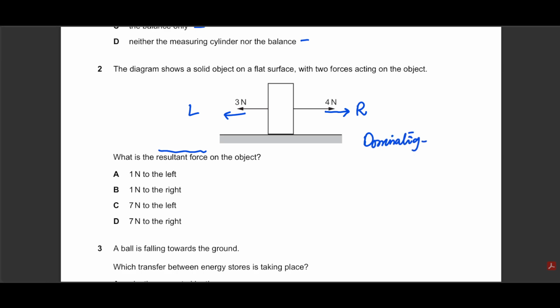minus the not so dominating force, or the force that is a bit less than the other one, would get us this answer. So the resultant force represented as Fr will be equal to 4 minus 3, which is going to be 1 Newton, but in the direction of the dominating force, which will be the 4 Newtons. So whichever is greater, the block would eventually be feeling a resultant force in that direction. So it should be the right side. Again, option B would be the right answer to go forward.